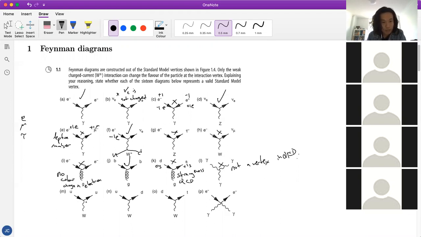Okay, M, up quark, W boson. W boson has to carry away charge. It goes from up to up, so nothing's changed. So there's nowhere for you to find this charge for the W boson to carry away. So definitely no, violates charge conservation.